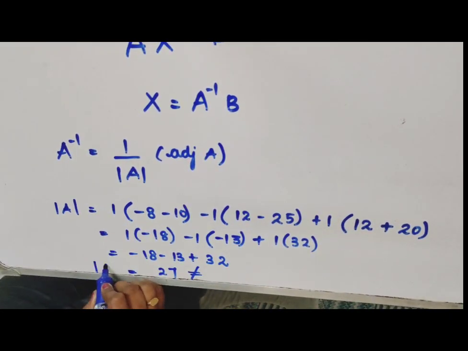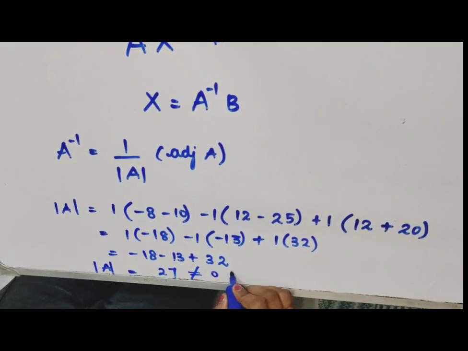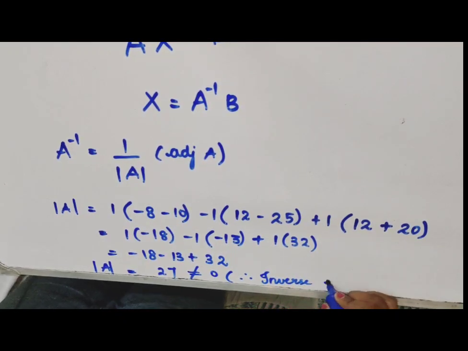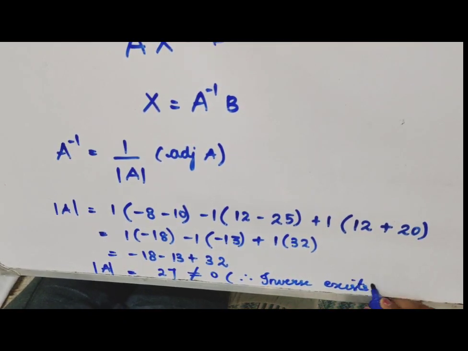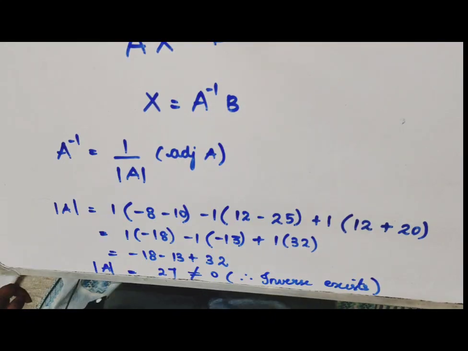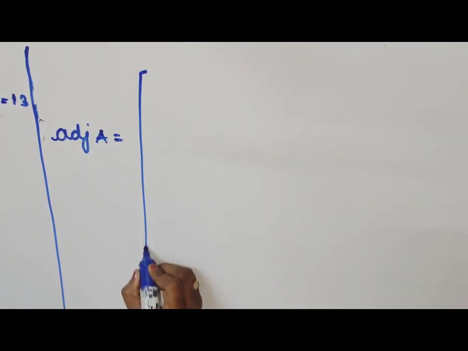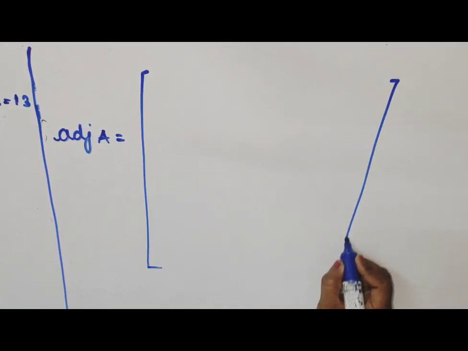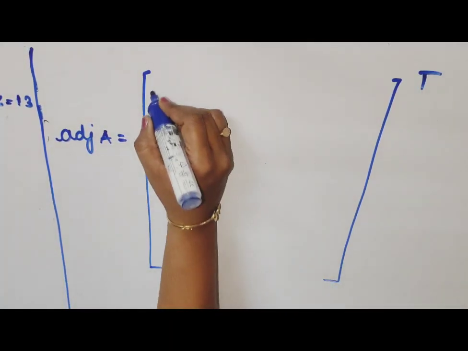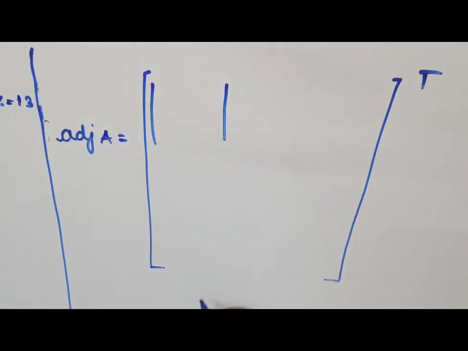Obviously determinant A is not equal to 0. Therefore inverse exists. Next we will find the value of adjoint A. For finding the adjoint A, we have to write the minus sign for alternate terms and we have to take the transpose at last. So for the first element, we will write the minor.